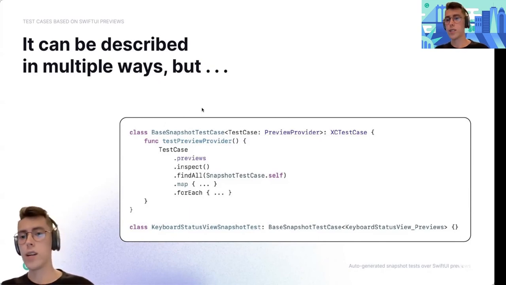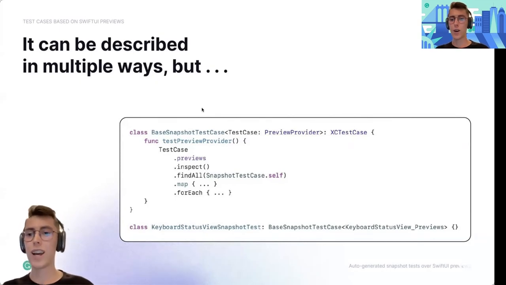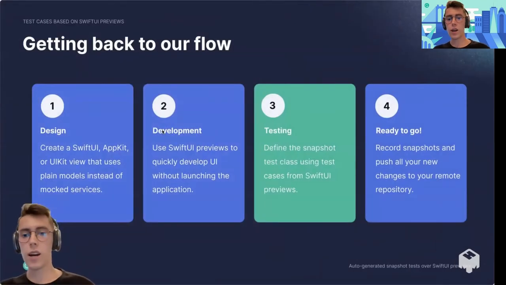However, despite that we've simplified it so much, we still have to do it manually. Okay, we don't have to duplicate the logic of how we inspect and find the view, but every time we write a new view, we still have to jump to our test bundle, create a new test class, and provide it with some previews. So yes, the flow is a bit simplified, but how can we get rid of it completely?